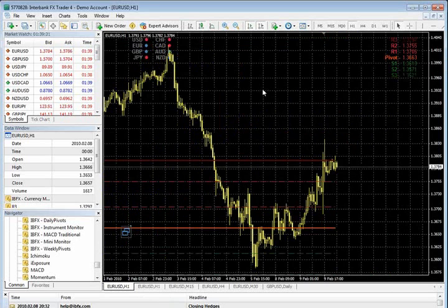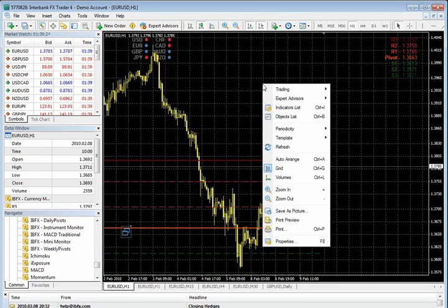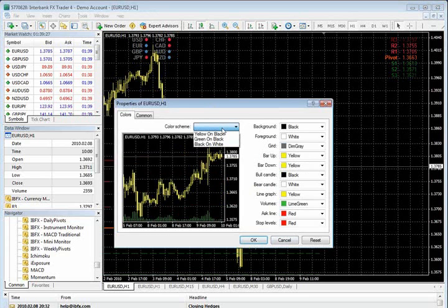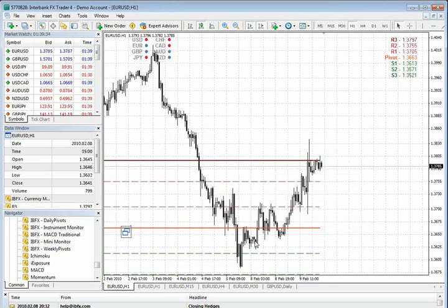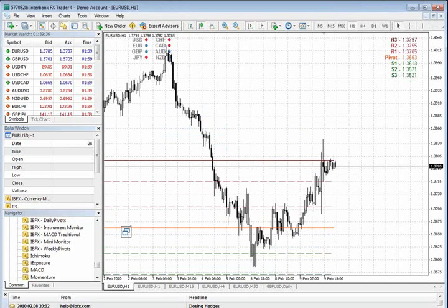And you know what? I'm going to go ahead and change the background as well. Let's go ahead and do this. Right click your chart, go to properties, drop down the menu on the colors tab, and I can do something like a black on white. Okay? Change the color scheme just that quickly.